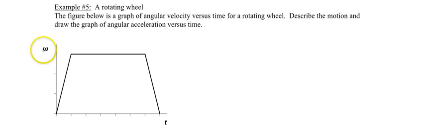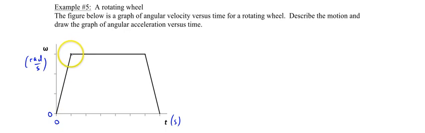So remember, omega, which is measured in radians per second, and time, which is measured in seconds. You can see that it's starting initially at time 0 with an initial angular velocity of 0, which means the object starts from rest. And then it starts to increase in angular velocity for the first maybe second.